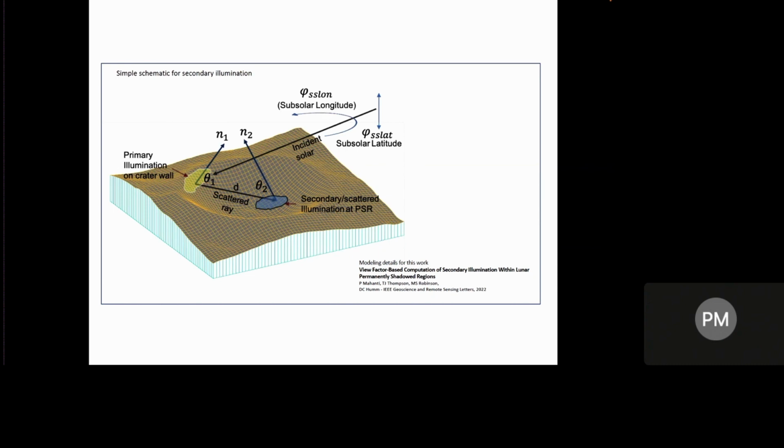So, just a basic simple schematic. You have the incident solar light coming in and bouncing off the crater wall as primary illumination, and it is getting into the PSR where you have the secondary scattered illumination. That's a very simple schematic which basically shows this. Now, instead of that one ray, consider a number of rays depending on the size of those small pixels that you see. All of those are bouncing from different points, and they're coming and illuminating the PSR. Next slide, please.